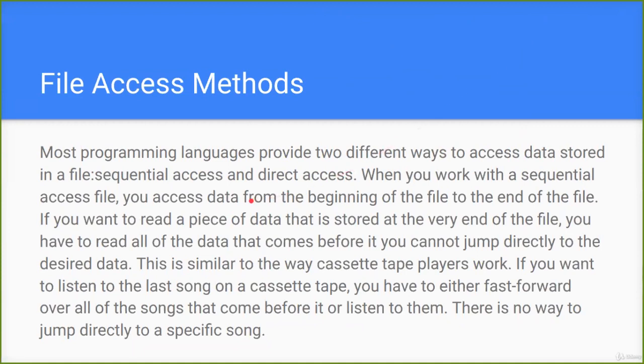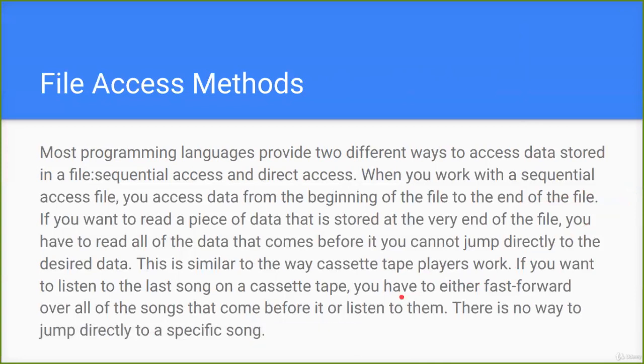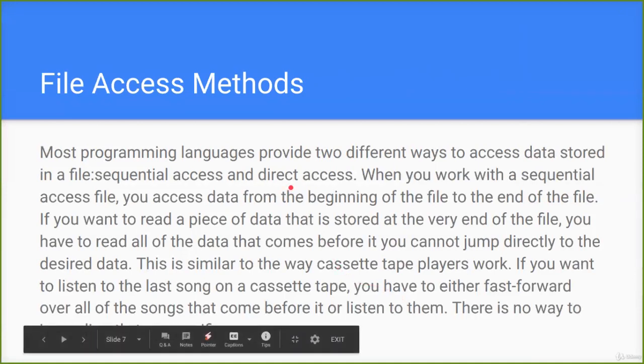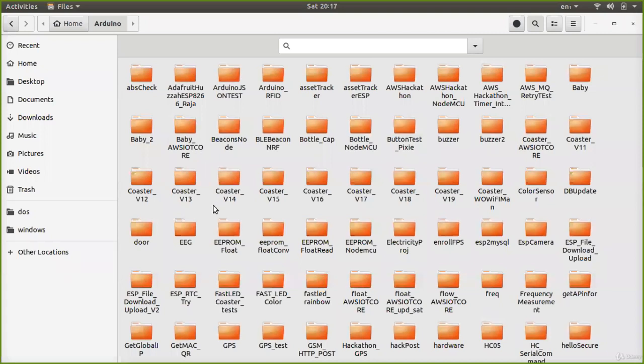there are different file access methods called sequential access and direct access. Now, when you work with sequential access, you access data from the beginning of the file to the end of the file. Whereas in a direct access method, you can access a file at any point. Now, I will give you a simple example of the concept that I actually mean over here.